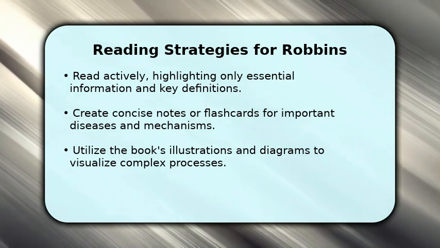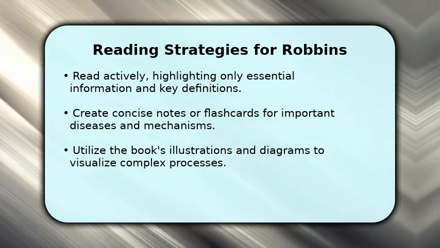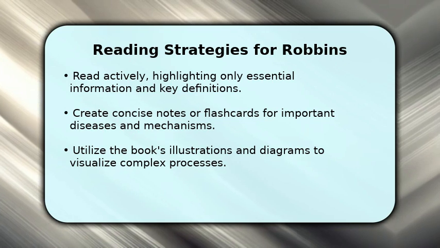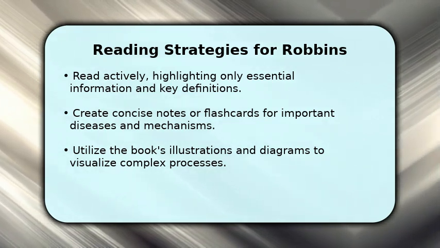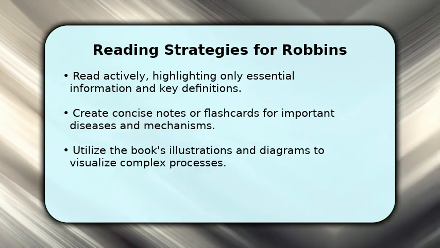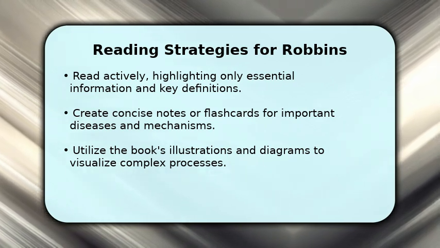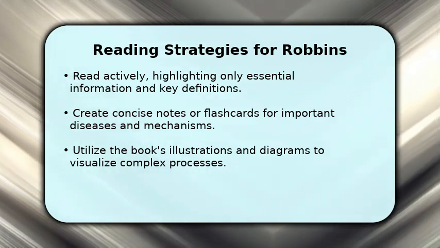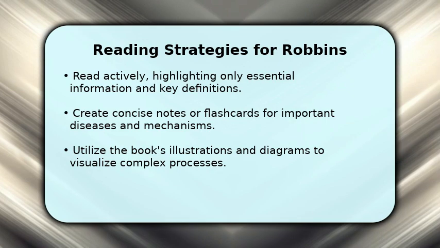Avoid highlighting entire paragraphs. Instead, mark only the most crucial sentences or terms. After reading a section, try to summarize it in your own words, perhaps by creating brief notes or digital flashcards. Remember, Robbins is rich with excellent diagrams and images. Spend time understanding these visuals as they often convey complex information more effectively than text alone.